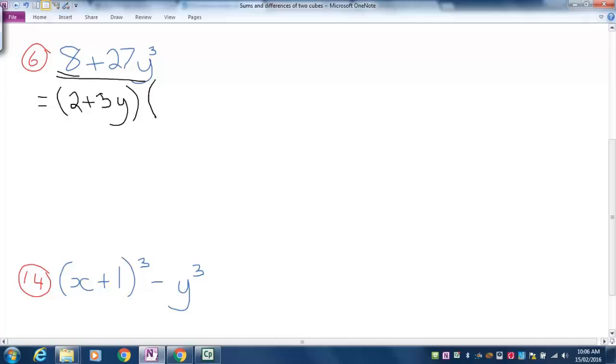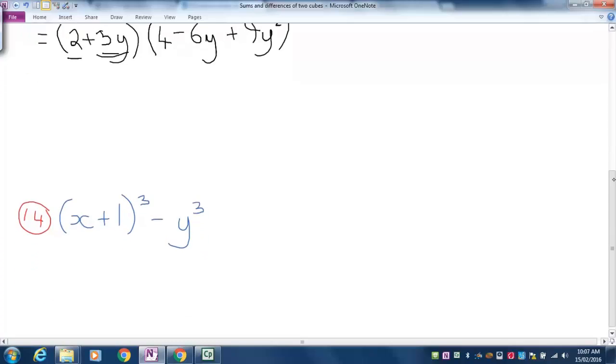In my second set of brackets, I take that first term from the first set of brackets and I square it, so I get 4. Remember, in the sum of two cubes, the second term in that second set of brackets is negative, and then we multiply together those two terms, so 2 times 3y gives me 6y. The final term is found by squaring the last term in the first set of brackets. So 3 squared gives me 9, and y squared gives me y squared, so I get 9y squared as my final term there.